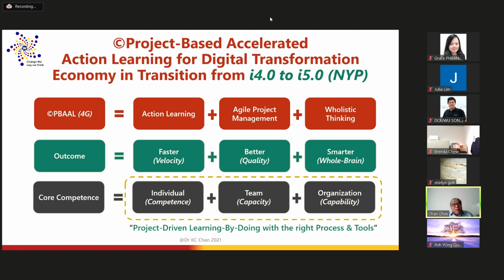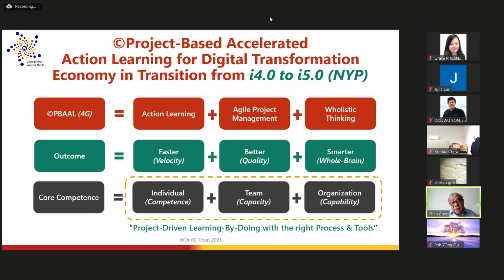Again, what needs to be debunked from most of the action learning gurus is that they say action learning is for the individual, correct? But how about the team? Once you talk about team, you need project management. How about the organization? For the organization, you need, as we said, to transform from a teaching organization to an action learning organization.